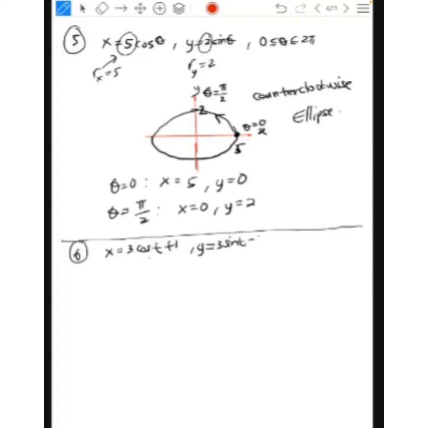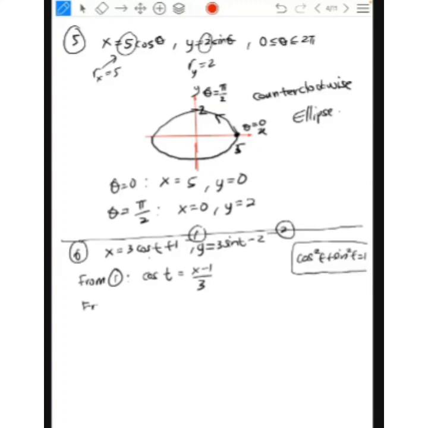Okay, so the identity is cos squared. If the question uses t, then let's use t. Cos squared t plus sine squared t equals 1. So we have to use this identity. What we have are cos and sine, right? So leave your equations in terms of cos and sine only. So the cos, from equation 1, will be x minus 1 over 3. And then from equation 2, it is sine, right? So leave the equation in terms of sine. Sine will be y plus 2 over 3.